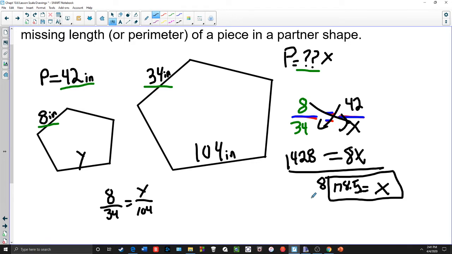Once you get a scale factor that you know is right, once you've got the corresponding pieces and you've got the fraction set up, I would even label it small over big. That way, whenever I do a problem, I can always go back and label it and see that it matches up with my scale factor.